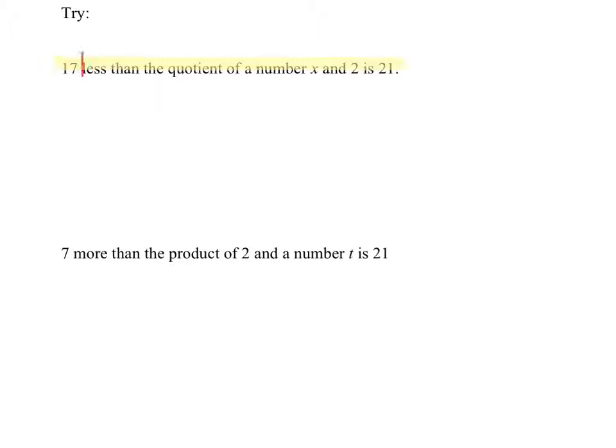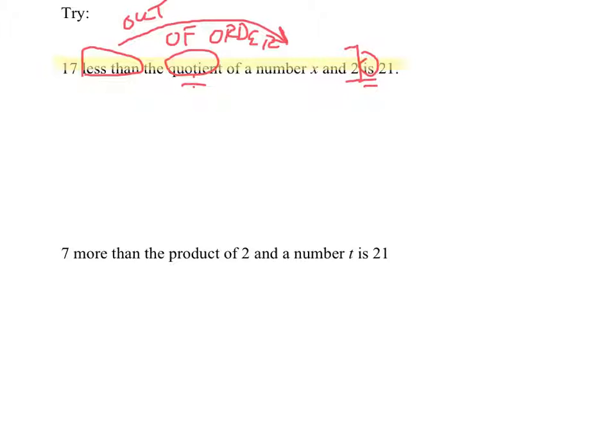The word less than needs special attention because it goes out of order. The word quotient means divide, and is still remains as equals. Everything on the left side of is on the left side of the equation, and everything on the right side of the is on the right side of the equation. A number x and 2 means divide x by 2. And because of the word than, the less than sign or the minus sign goes after that.